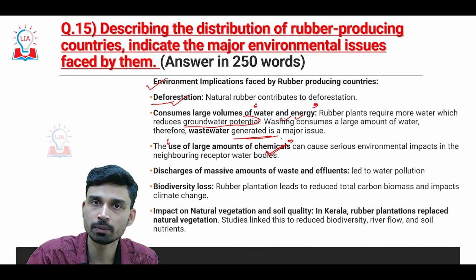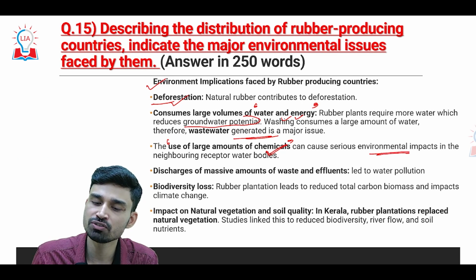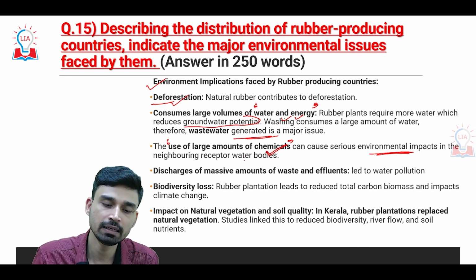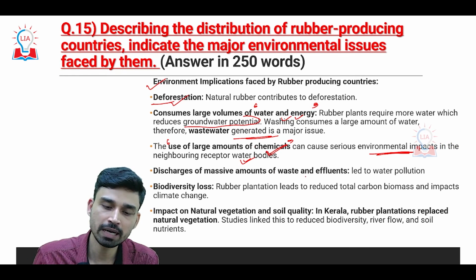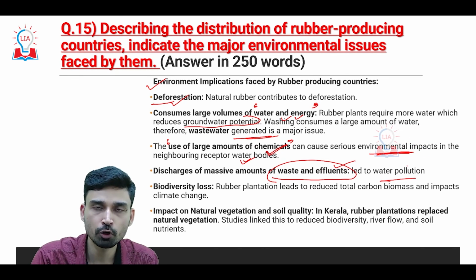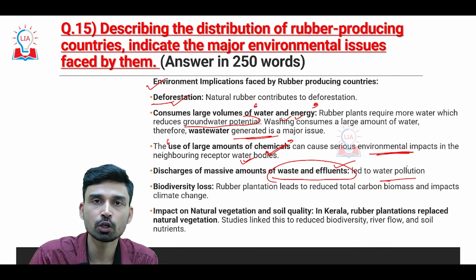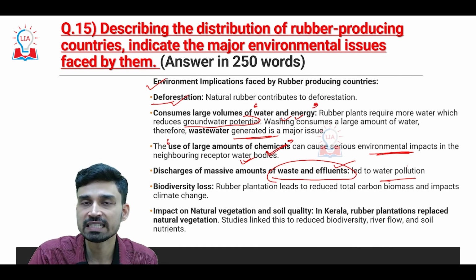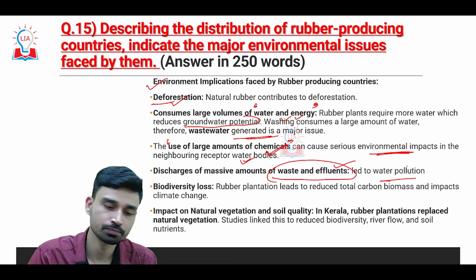Third, the rubber industry is known for using a large amount of chemicals to modify the properties and characteristics of rubber, and vulcanization is one such process. So these processes also cause serious environmental impact in the neighboring water bodies where the rubber industry is situated. Apart from that, the massive amount of waste and effluent generated by the rubber industry can lead to water pollution and soil pollution, and these chemicals gradually can become part of the food chain and can also cause severe health issues in humans as well as animals.